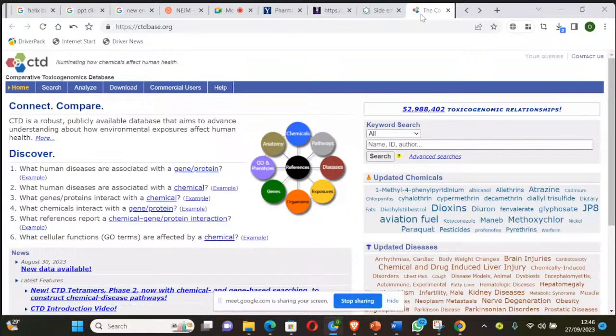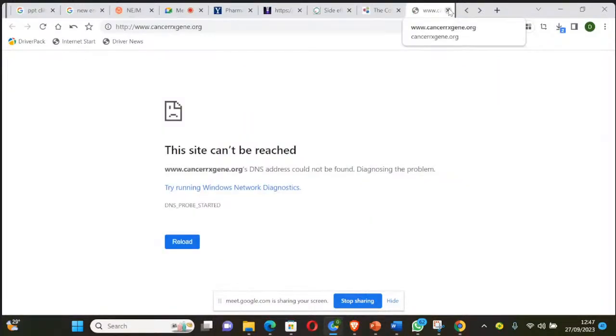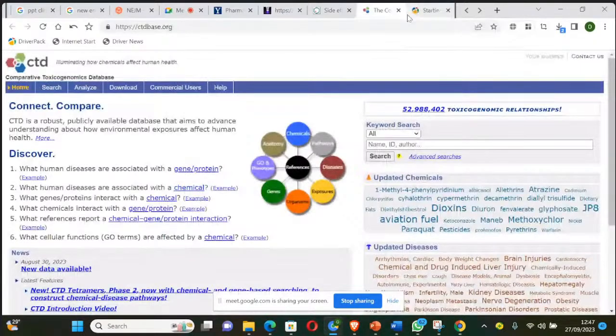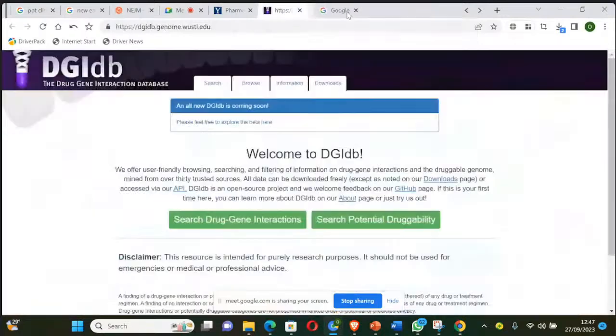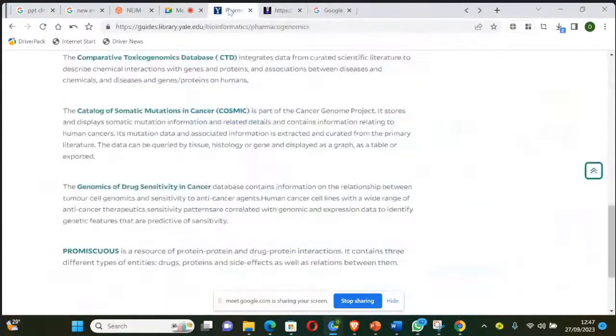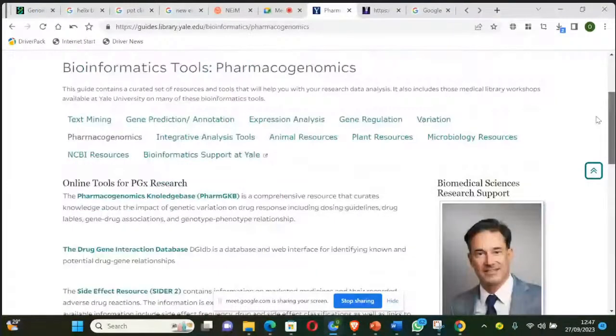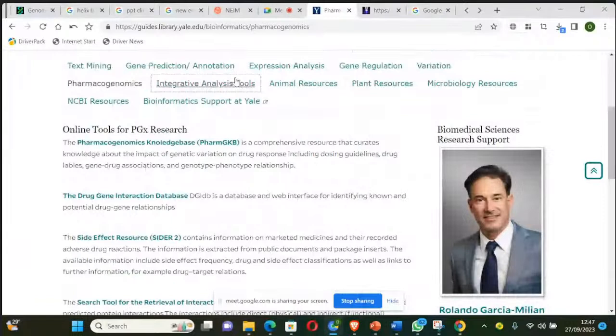For people working on cancer, they want to see the genomics of drug sensitivity in cancer, to see how the drugs will actually, sorry, it's not going through. I thought it would be working. They are updating the server. I have used it on several occasions, so it happens like that some of the time. So that is what we have here on pharmacogenomics. Let's see what's wrong with my internet.